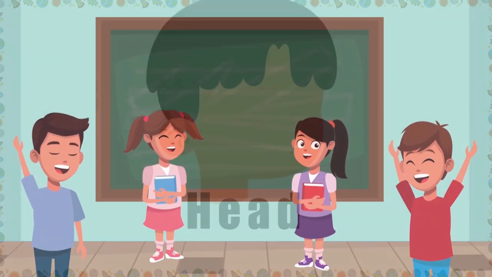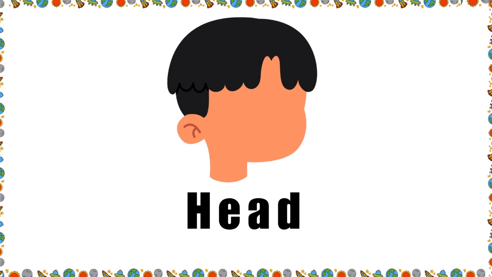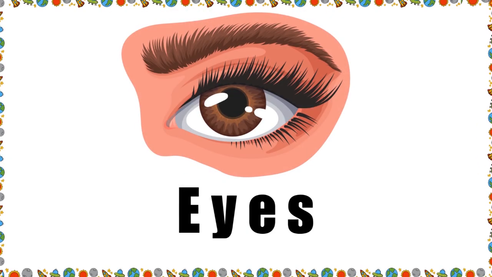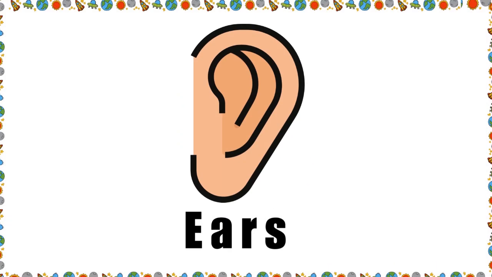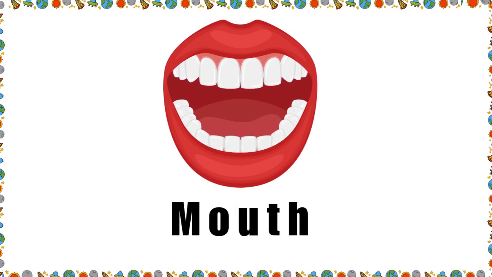Hi friends, let's learn about our body parts and discover what they do. Ready? Let's go. Head. This is a head. Eye. This is an eye. Nose. This is a nose. Ear. This is an ear. Mouth. This is a mouth.